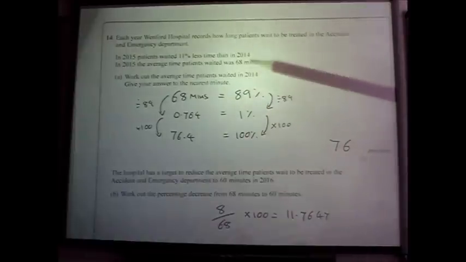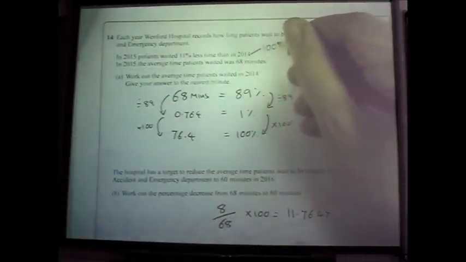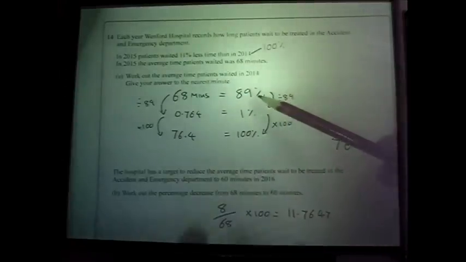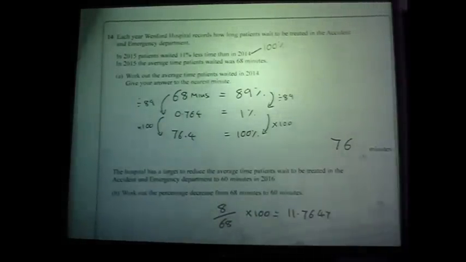And the way I do it is this: 68 minutes. Now I've said it's 89%. And why I've done that is I'm trying to find out what 100% is. And 100% is going to be my answer, because that's what it was in 2014, 100%. But because in 2015 it's 11% less, that makes 68 minutes 89%. So what I've done then is divided both sides by 89 to get 1%, times by 100, and I ended up with 76.4, and it said to the nearest minute, so it's 76 minutes. So that is reverse percentages. A bit tricky, that one.